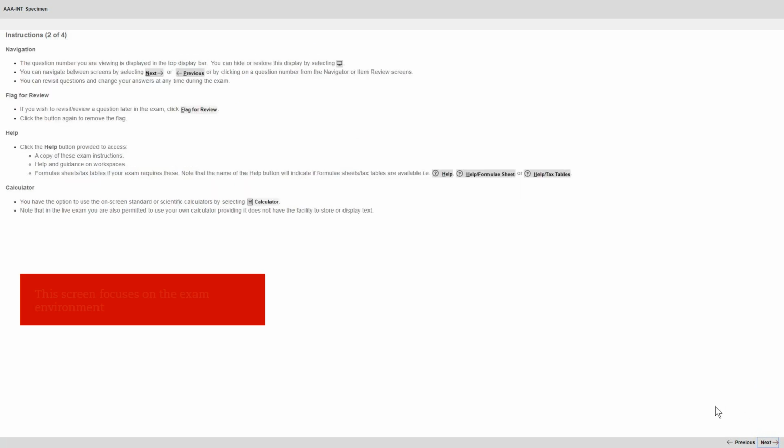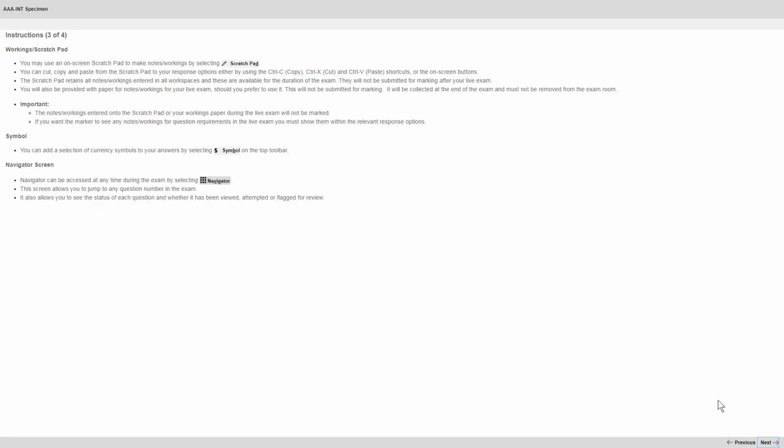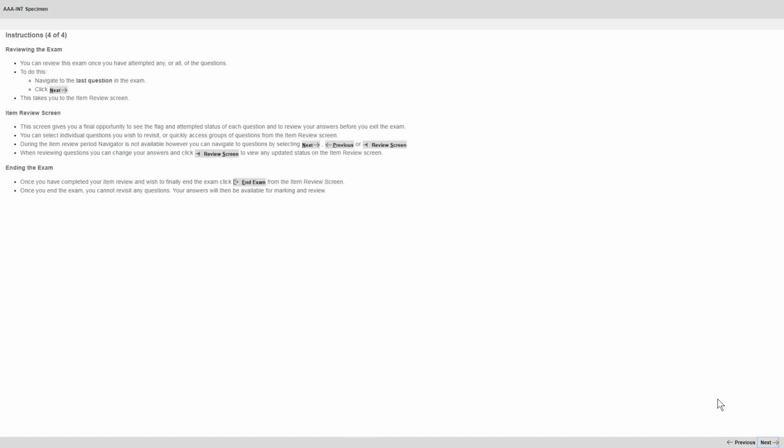This screen focuses on the exam environment, such as navigation, getting help, and the calculator. Let's move on to the next screen. The third screen of instructions gives further information, including accessing the scratch pad. Again, let's move on. The final screen of instructions is about reviewing your answers and finishing the exam. We'll move on one last time.